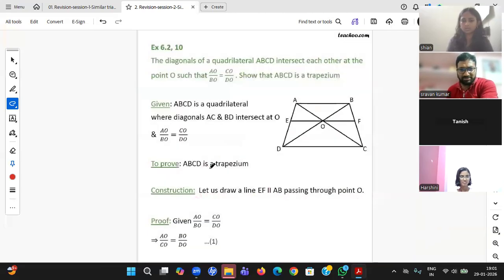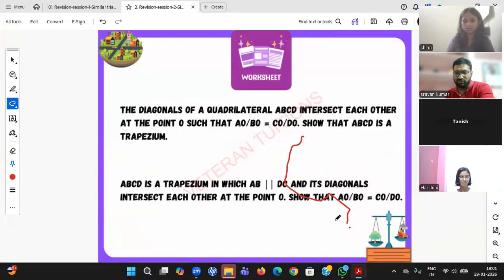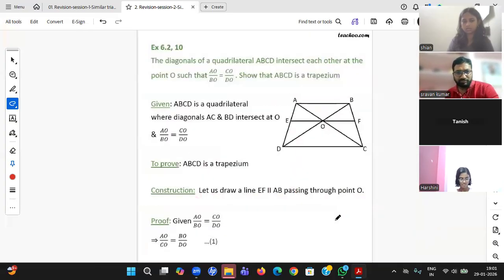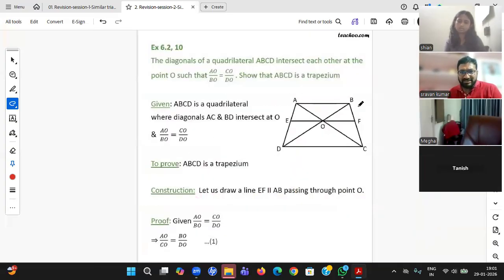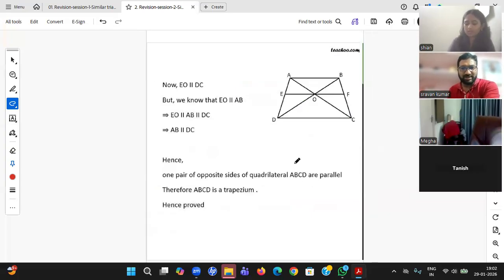Yeah, so there are some standard questions. You see here we have a second question. Diagonals of a quadrilateral ABCD intersect each other. Here he has not given the line EF. Let us draw line EF parallel to AB. You need to draw this, he has only given diagonals. After that, the story is the same. Now you can recognize it, so here I can apply BPT.